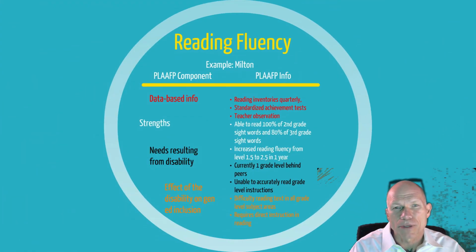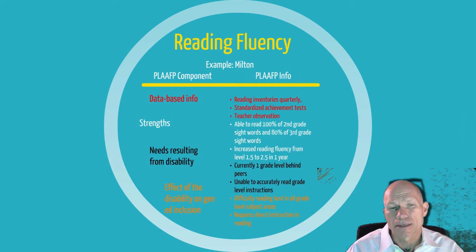Lastly, let's look at Milton and a reading fluency issue. We have information on Milton's reading fluency based on quarterly reading inventories, standardized achievement tests, and teacher observations. In terms of strengths, we know that he's able to read 100% of second grade sight words and 80% of third grade sight words, and he has increased his reading fluency from 1.5 to 2.5 in a year, but he's still a year behind his peers, and he's unable to accurately read grade level instructions and other subject level material.